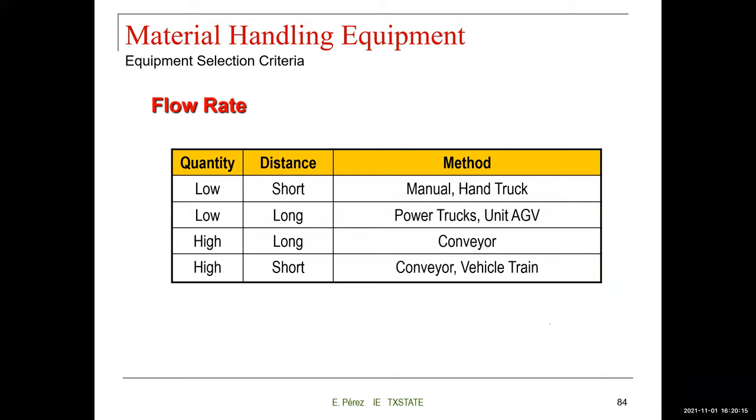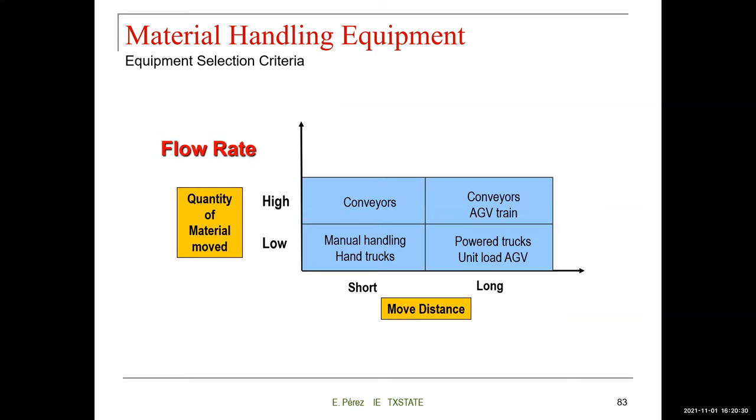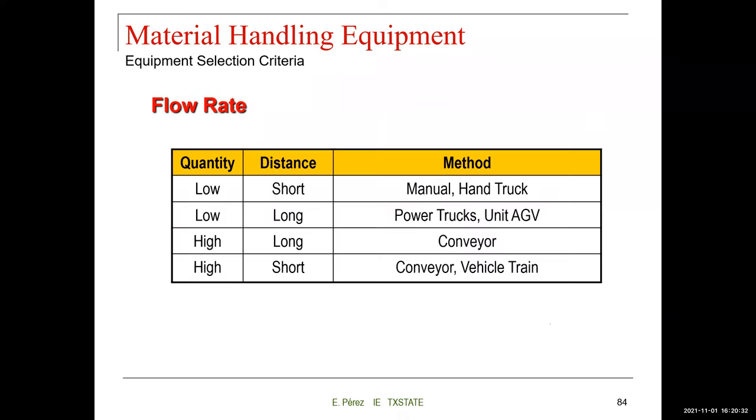In terms of flow rate, if we want to go deeper into the type of equipment, quantity load, distance short, manual hand truck. So this is basically a summary of what we are seeing here. For high long, conveyors; high short, conveyor or vehicle train; low long, power trucks; low short, manual hand trucks.